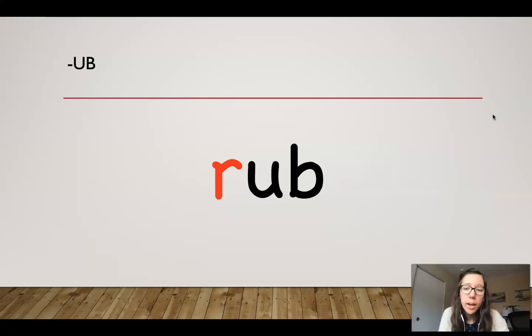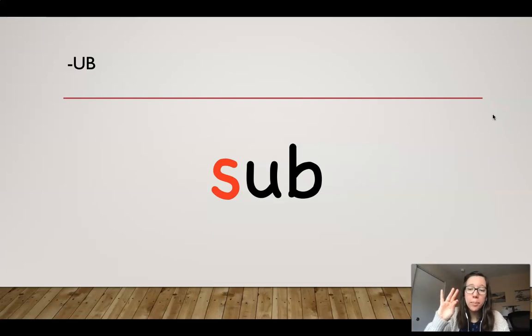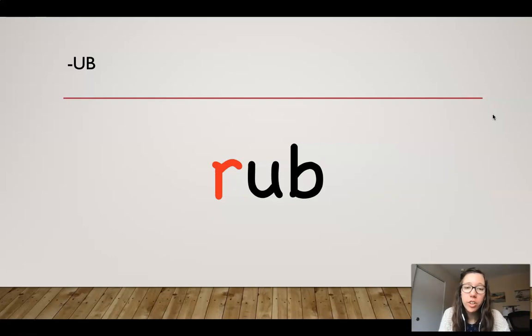Now I'm going to change my r to an s. What new word did I make now? Sub. Very good. So by changing our first sound to the sound s, I changed the word rub into the word sub. Notice, friends, how the last two letters are staying the same. We still have U and B in each one of these words because we're practicing the UB word family.